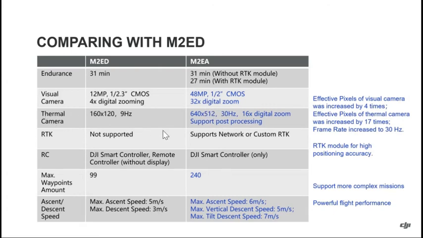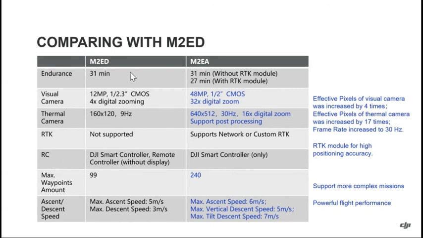And for the thermal camera, we have also improved a lot in the resolution, frame rate, and zoom capability, from 0 to 60. And we now support post-processing on the basis of TSDK. By comparison, we can note that the effective pixels of the visual camera were increased by 4 times, and the effective pixels of the thermal camera were increased by 17 times. And the frame rate is increased to 30 Hz.